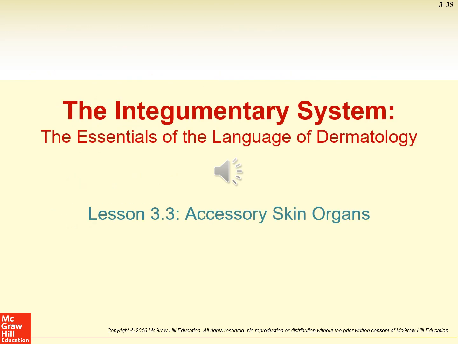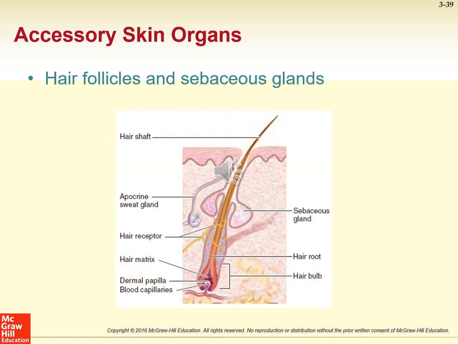Lesson 3.3, Accessory Skin Organs. Look at figure 3.19. It's a hair follicle and the associated sebaceous gland. What do sebaceous glands secrete? Oh, well, that's oily, acidic sebum. What probably triggers excess oil production? Male hormones called androgens.